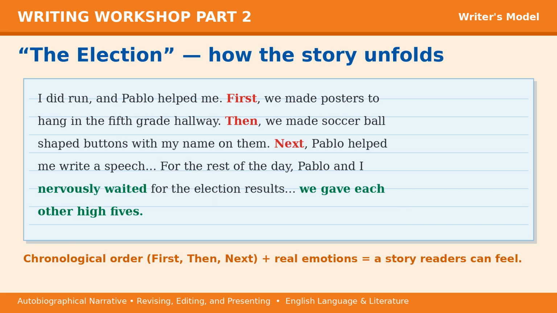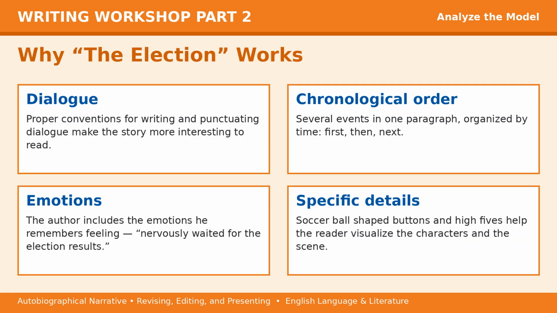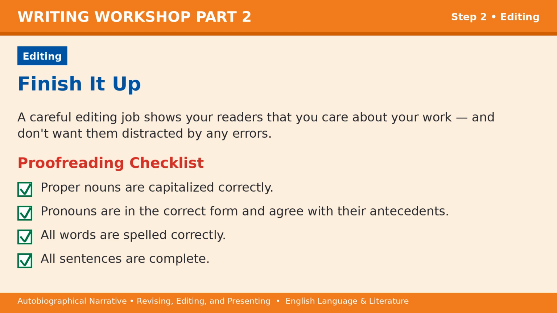Why is this model so effective? 4 reasons. First, the author uses the proper conventions for writing and punctuating dialogue, and dialogue makes the story more interesting to read. Second, the writer uses chronological order to organize events. First, we made posters to hang in the 5th grade hallway. Then, we made soccer ball-shaped buttons with my name on them. Next, Pablo helped me write a speech. Third, the author includes the emotions he remembers feeling at the time. For the rest of the day, Pablo and I nervously waited for the election results. And fourth, specific details, like those soccer ball-shaped buttons and the high fives, help the reader visualize the characters and the scene. Step 2. Editing.